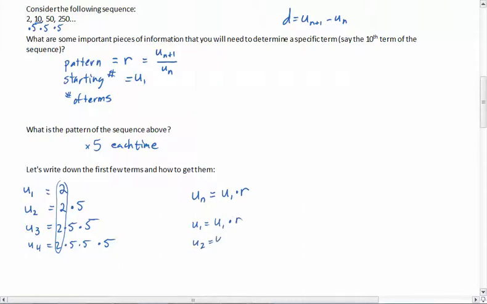u2 would be u1 times r. So we've got to get this in there somewhere, and so the natural choice would be, okay, well, here's 1 5, there's 2 5s, there's 3 5s, right? So this was r to the first, this was r to the second, this was r to the third, right?